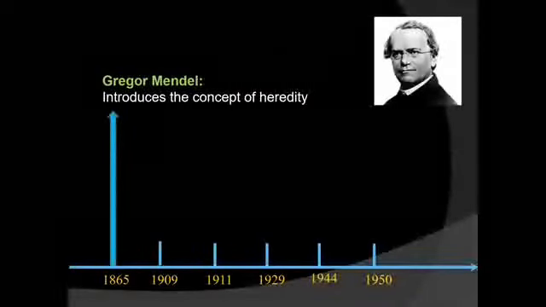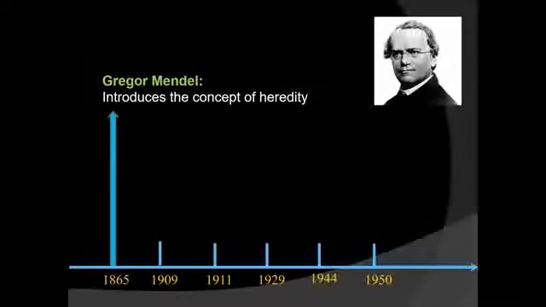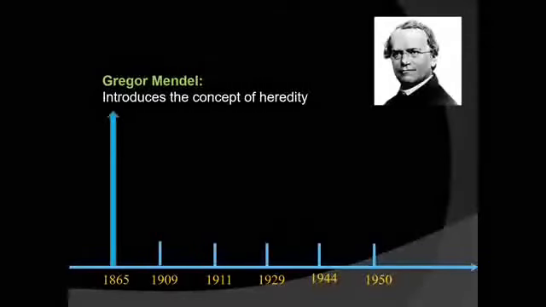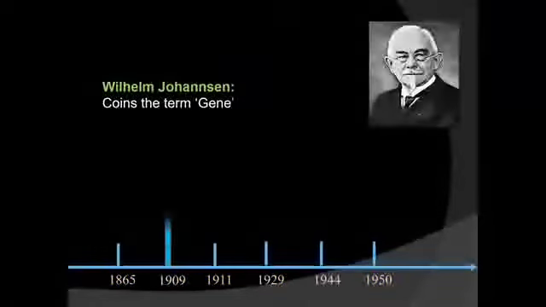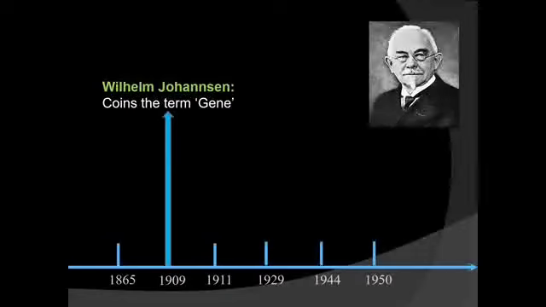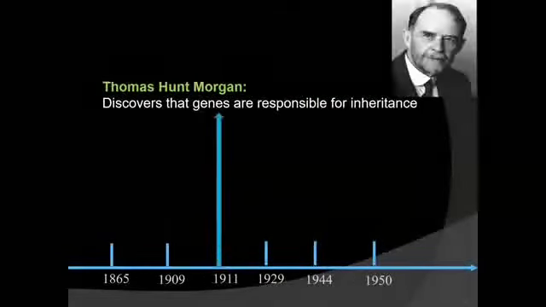So, if we briefly revisit the timeline of genetics, we come to certain milestones. For example, it was Mendel who introduced the concept of heredity. Then it was Johannsen who coined the term gene, because before this term, Mendel called these genes, or the underlying things that control the traits, factors.